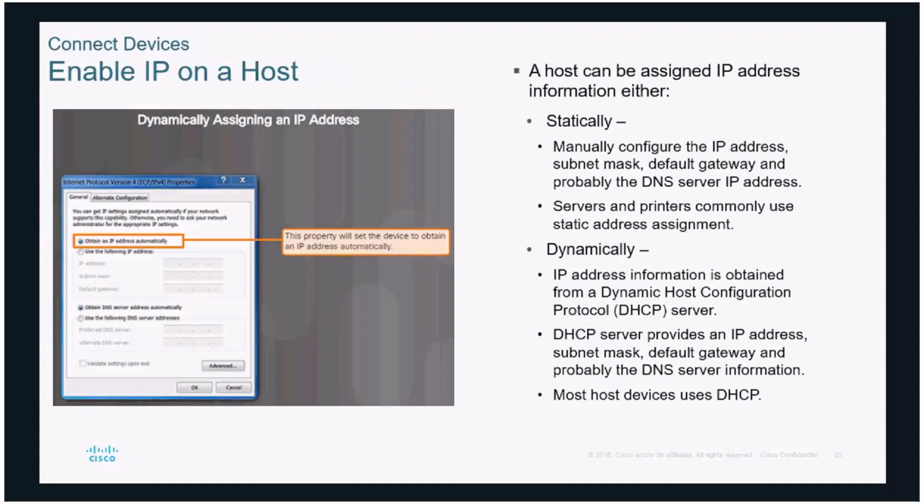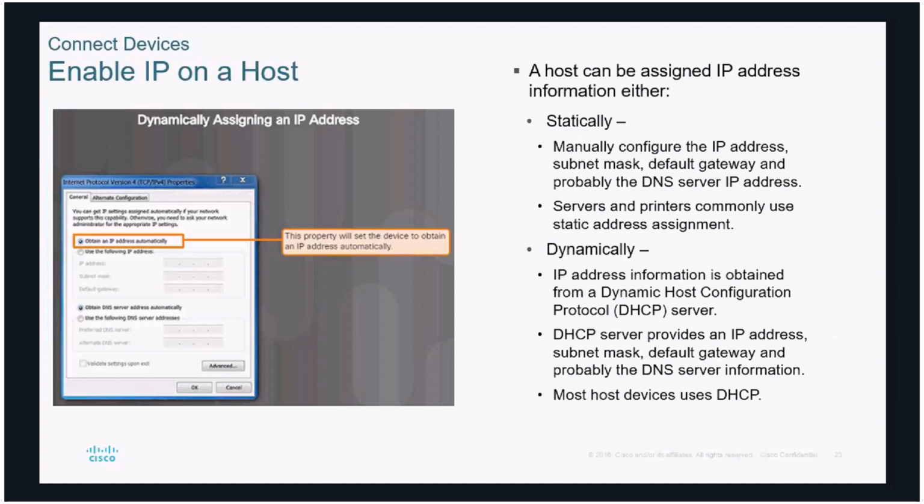Okay, this is the easy bit. So how do you enable an IP address on a host? Two ways. Statically: you manually configure the IP, subnet, default gateway, and possibly the DNS server IP address. Servers and printers often don't change, so they often get a static address because they're always turned on. Dynamically is the other way of doing it.